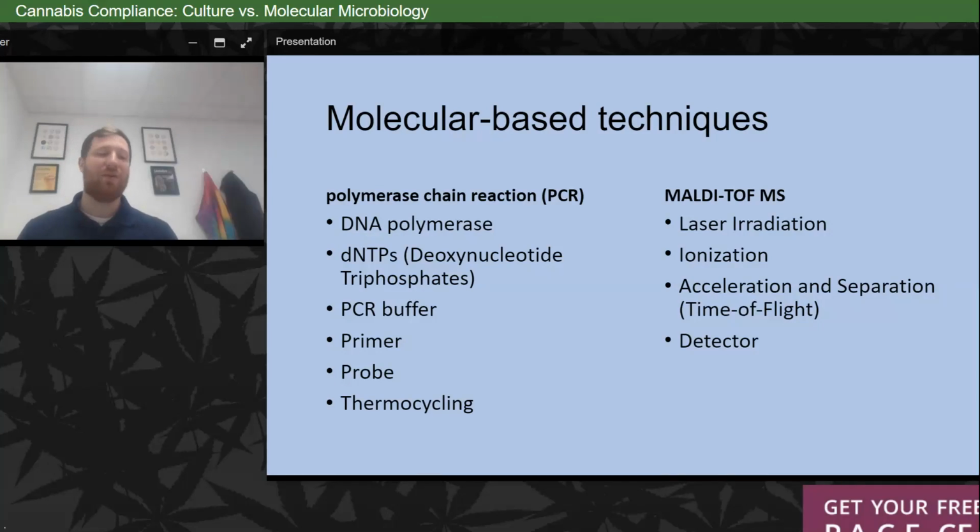And then one of the cooler things on the market right now, not that PCR is not cool, is a MALDI-TOF MS. And it's kind of this hybridization of bringing together chemistry and micro. And we'll talk about that and how I think that would be a really cool opportunity for cannabis to move into, especially when we're moving with more specific target organisms. So we'll talk about laser ionization, then we have the acceleration and separation, and that takes place during the time of flight, and of course the detector.